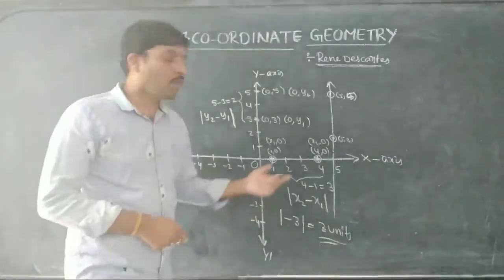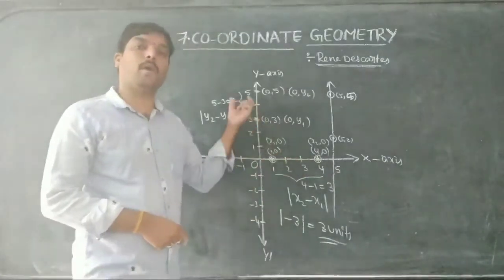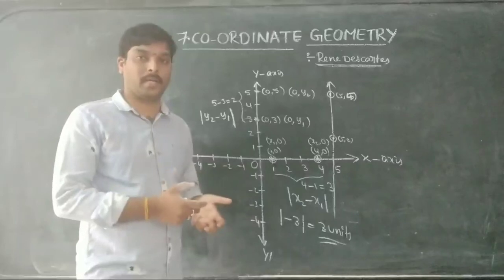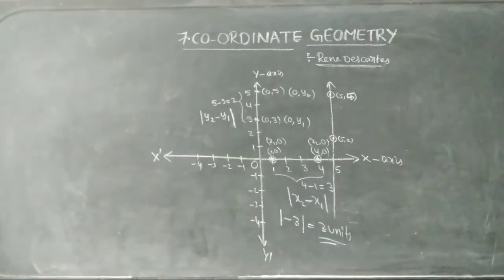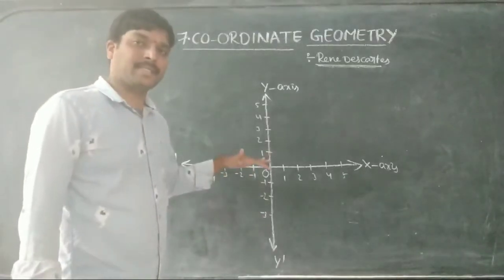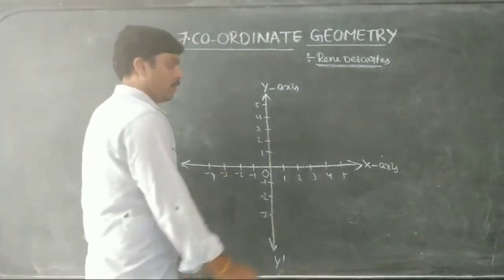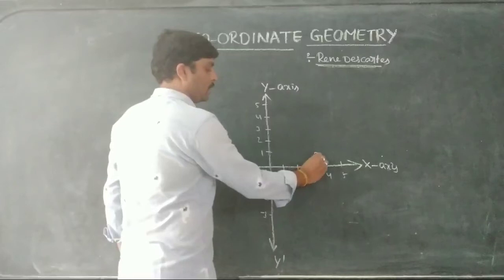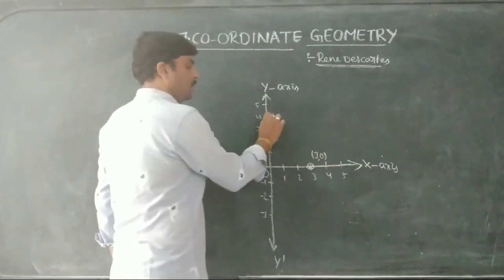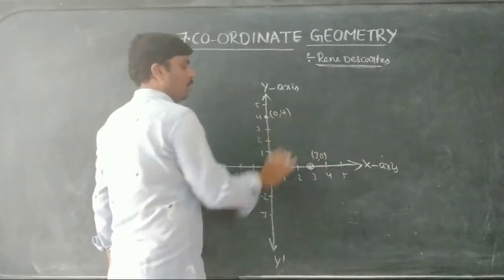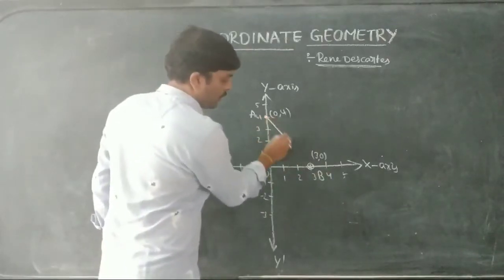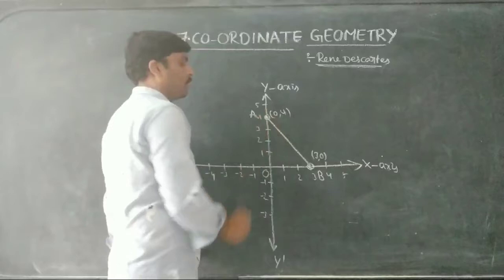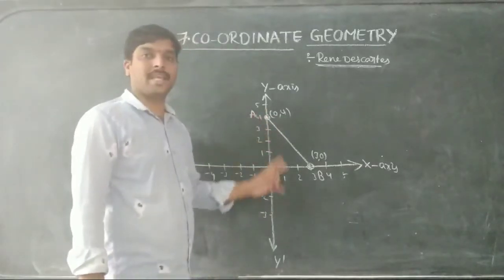First suppose 1 point is on the x-axis and 1 point is on the y-axis. How to find the distance between the points? Suppose this is the point 3 comma 0 and this is the point 0 comma 4. Suppose it is A and it is B. We need to find the distance AB.